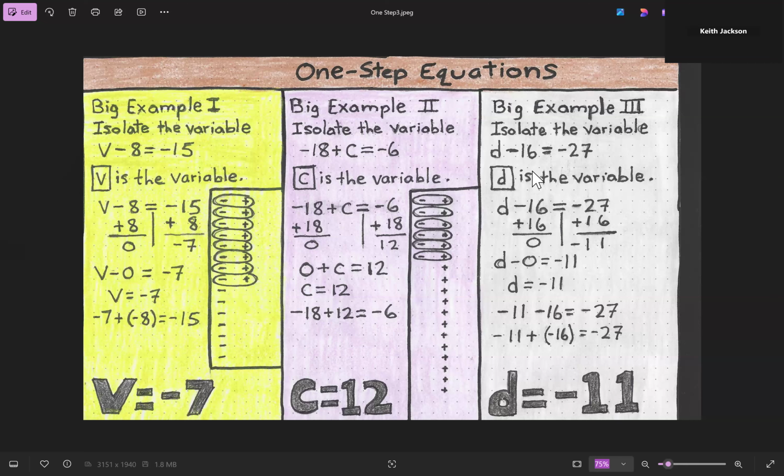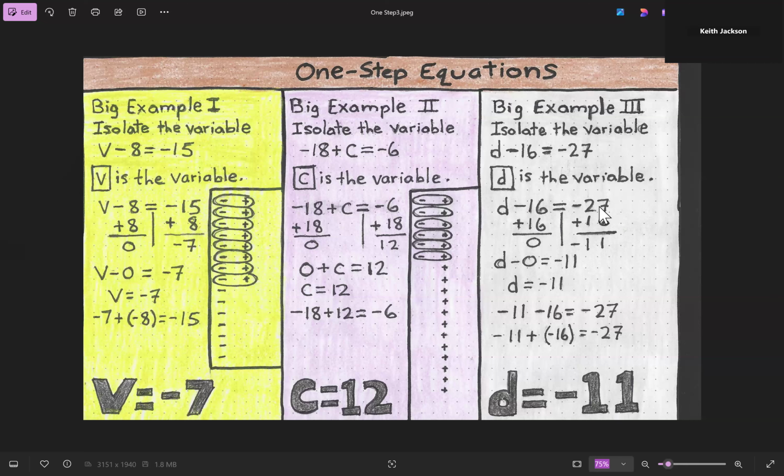Let's move on to big example 3, in which we have d minus 16 is equal to negative 27, keeping in mind that we must isolate the variable. In this case, d is the variable, and we have to get it all by itself by making the number on that side of d 0. The number that is on the same side as d, as far as the equal sign is concerned, is a minus 16. So we're going to add 16 to both sides, keeping in mind that we have to do the opposite operation to find out what d is, because we have to get that 0. Adding 16 to both sides will give us that 0.